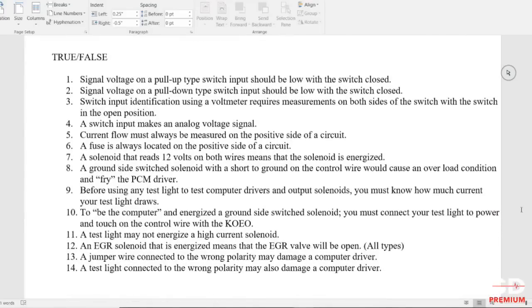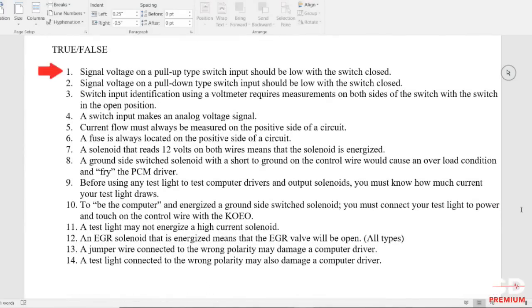All right, we got some true-false ones here we can answer. Number 1, signal voltage on a pull-up type switch input should be low with the switch closed. And this would be one you have to visualize it to answer that question. A pull-up design circuit would be one where the switch has an external source, and internally there's a ground and a sensing circuit. That's pretty much it that's inside of there. And I'm saying that the signal voltage should be low with the switch closed. True or false? It's easy to answer when you can visualize the switch.